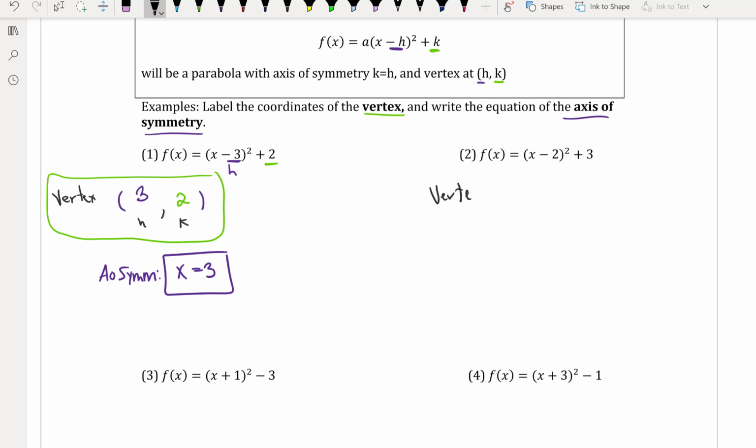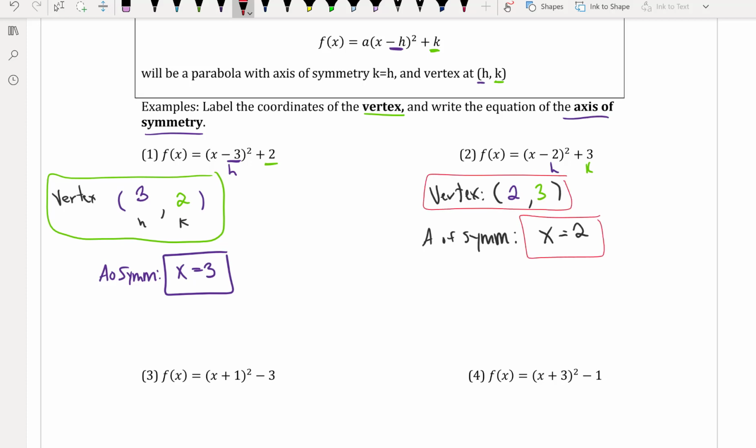For number 2, I have my h value and I also have my k value. So I'm going to have my vertex as (h, k). The h value is a positive 2, and my k value is going to be a positive 3. Then my axis of symmetry is going to be x is equal to whatever my h value is, which is a positive 2. So I have my vertex and I have my axis of symmetry.